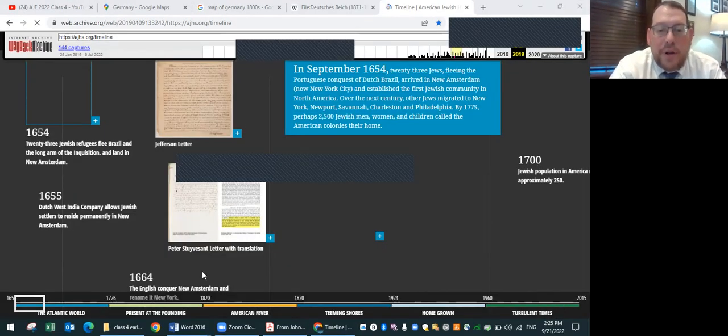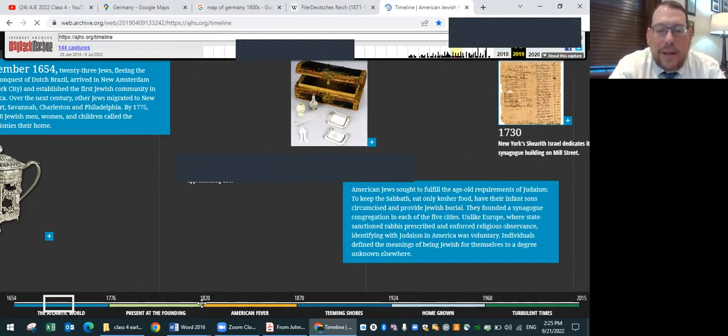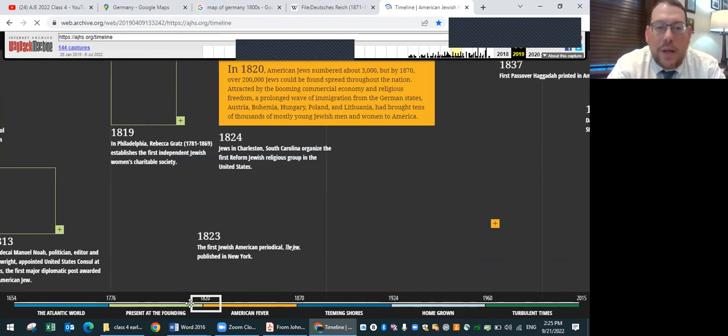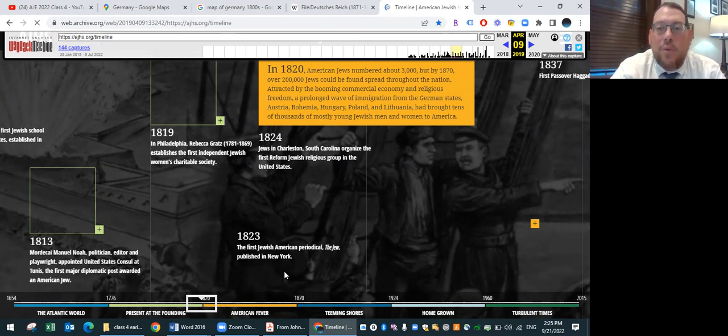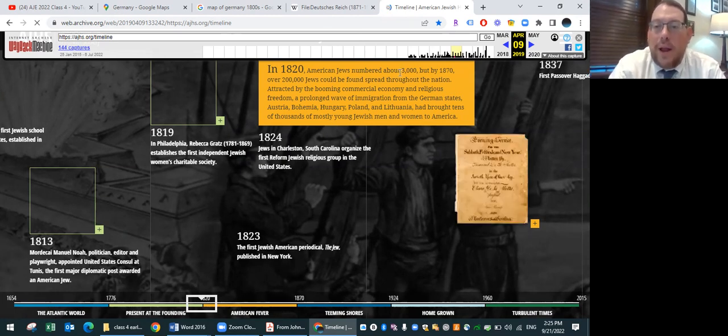as you can see from the bottom, they put it as 1820. The date's irrelevant, 1818, 1820. The point is that starting in 1820, if you looked at the world, there were only about 3,000 Jews in all of America. But in the next 50 years, they say 200,000, really about 400,000.